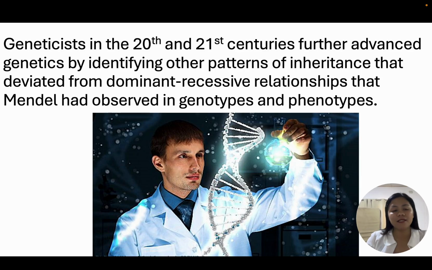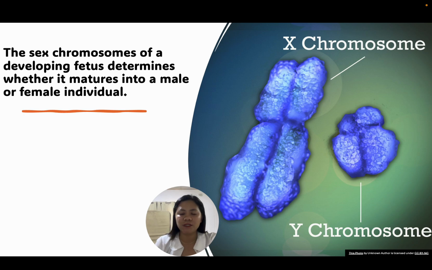Okay? So, geneticists in the 20th and 21st century further advanced genetics by identifying other patterns of inheritance that deviated from the dominant-recessive relationship that Mendel had observed in genotypes and phenotypes. That being said, of course, that's the essence of continuing the researches, to invent or to observe other things that we should discover. Okay? So, inheritance patterns are also observed in traits concerning the X and Y chromosomes. This is what I was saying earlier. These are the sex linkages.